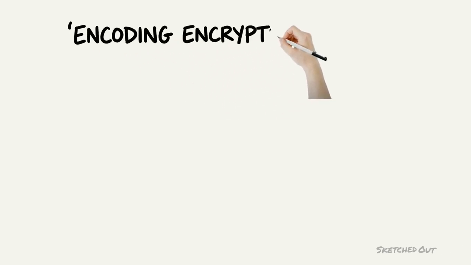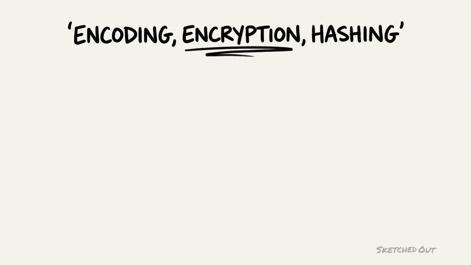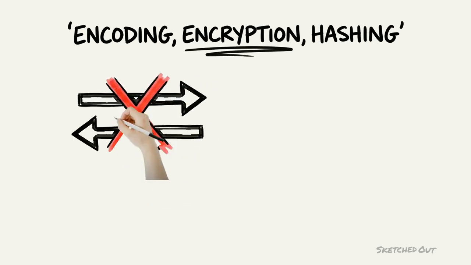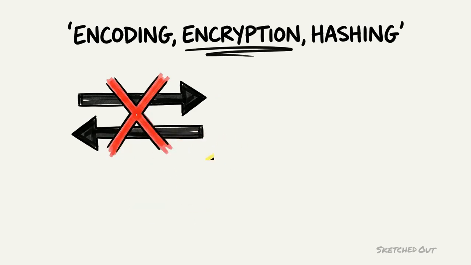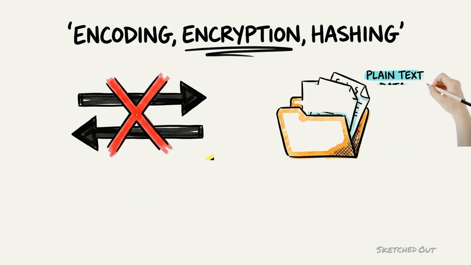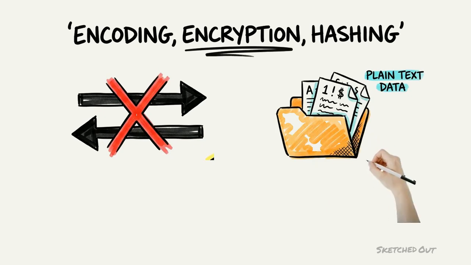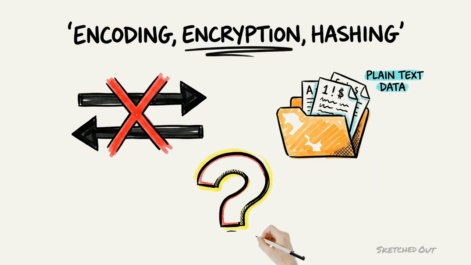Three words get used as if they mean the same thing: encoding, encryption, and hashing. They do not. They are not interchangeable, and mixing them up is how data somebody believed was protected turns out to be sitting in plain view. So here is the difference, and a single question that tells them apart forever.